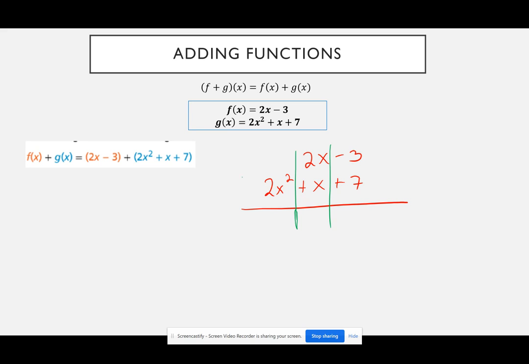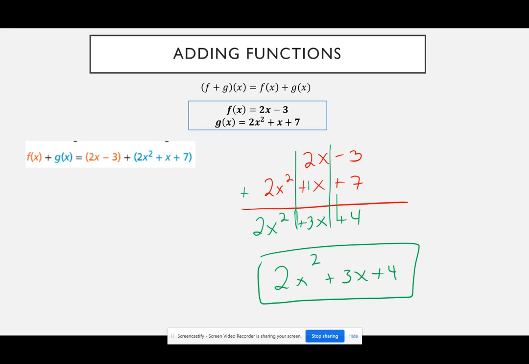So in this case, we are going to add them. I have 0x squared plus 2x squared, which gives me 2x squared. I have 2x plus 1x, which gives me 3x, so positive 3x. And negative 3 plus 7 gives me positive 4. So my final answer is 2x squared plus 3x plus 4.